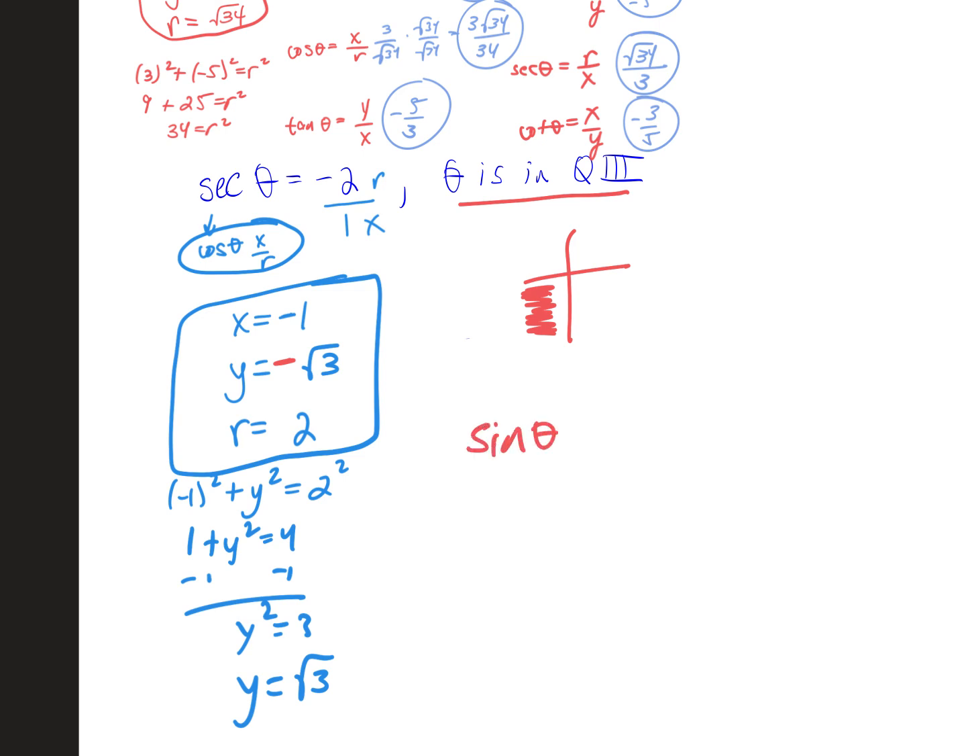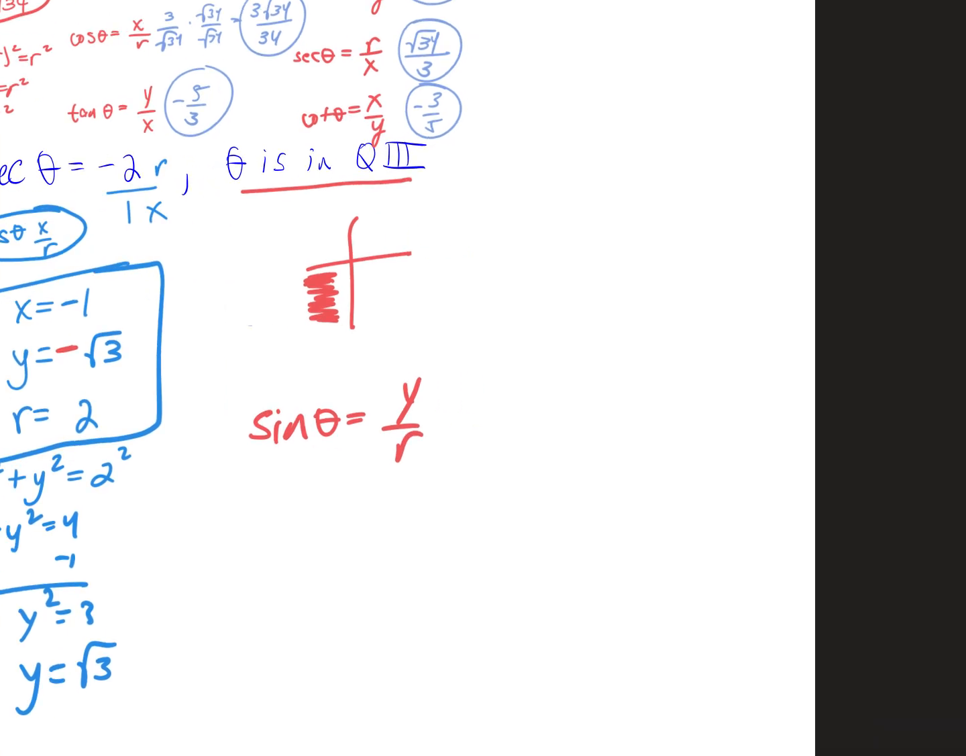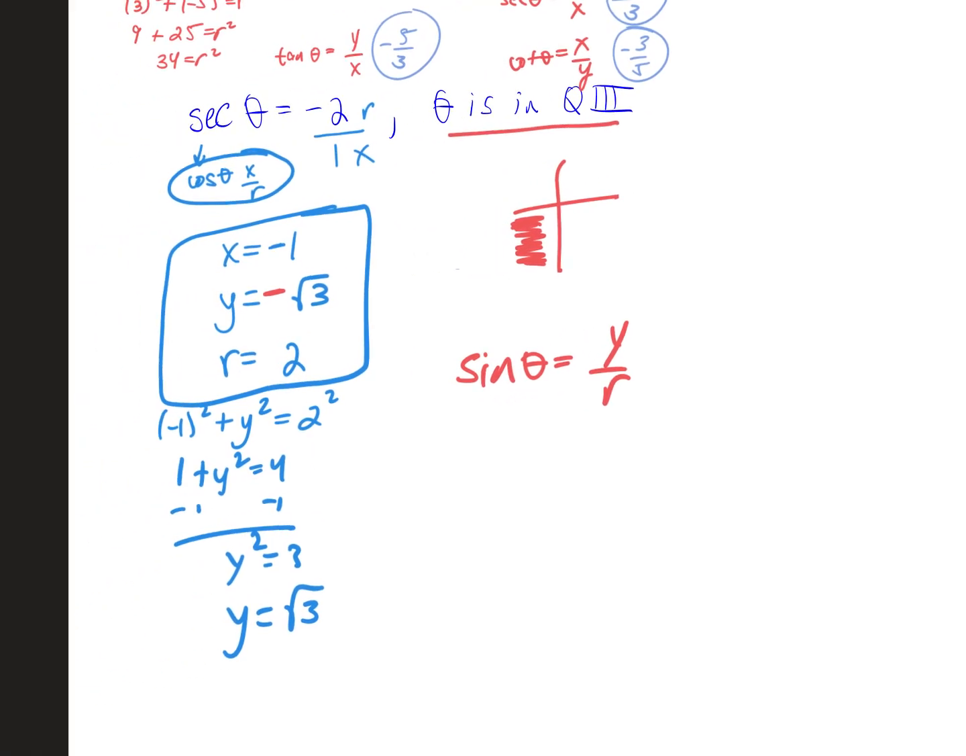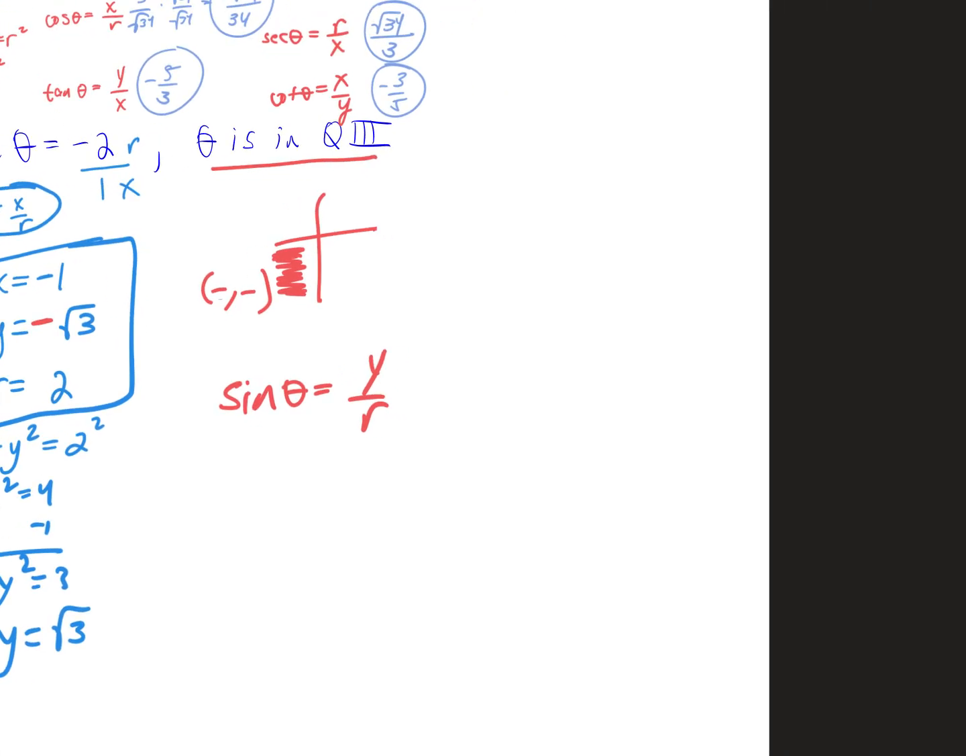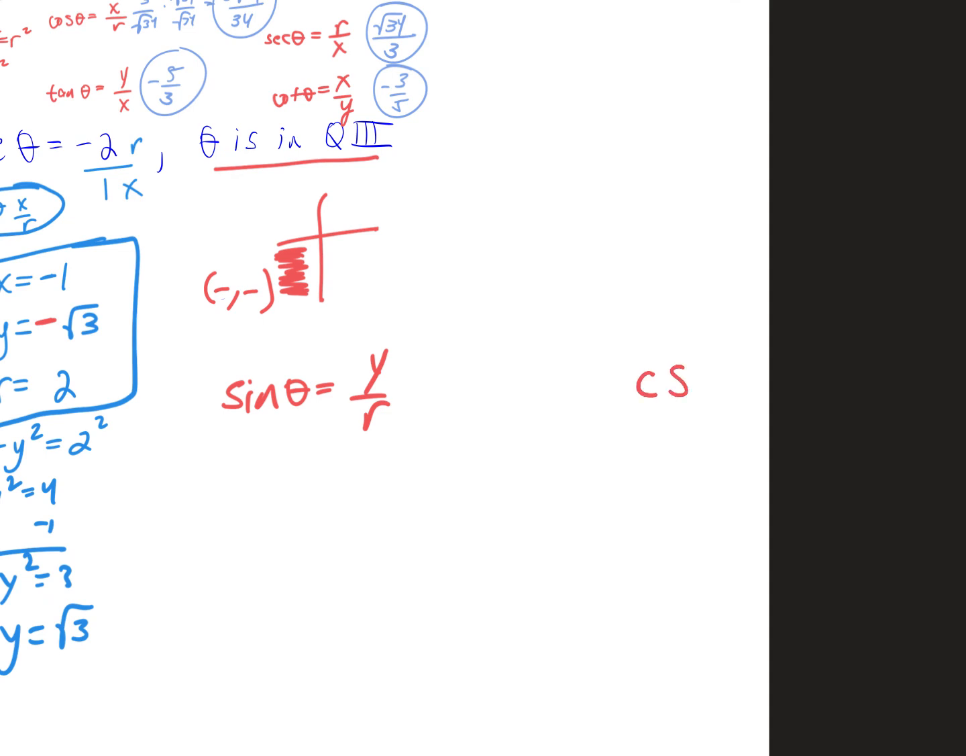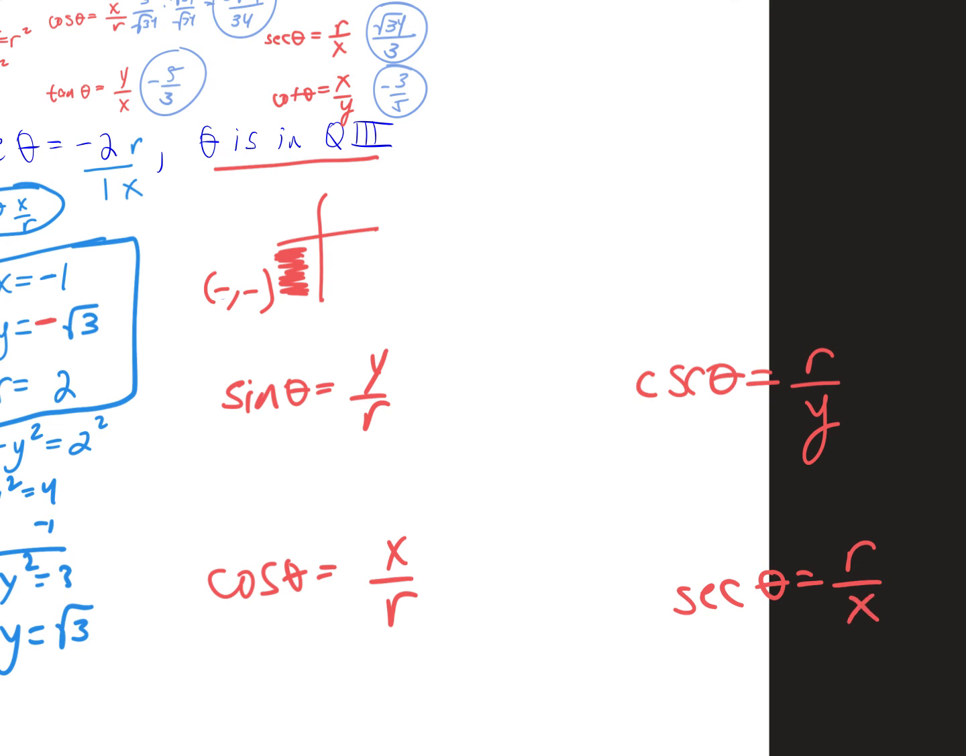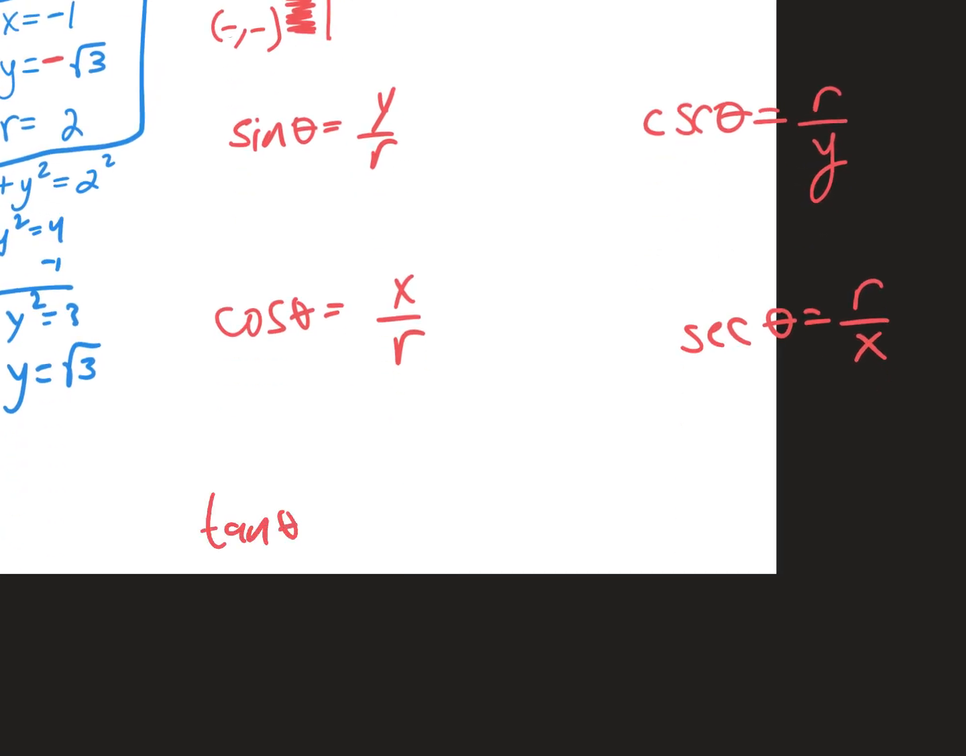We have sine of theta, y over r. Wait, why is it negative square root of 3? Because it's in the third quadrant, and in the third quadrant, both signs are negative. All right, so sine of theta is y over r. That means my cosecant of theta is what over what? R over y. Cosecant's r over y. It's flipped. I tricked you on that one. So cosine theta is x over r. So secant theta is r over x. Good. Tangent theta is y over x. So cotangent of theta is x over y.